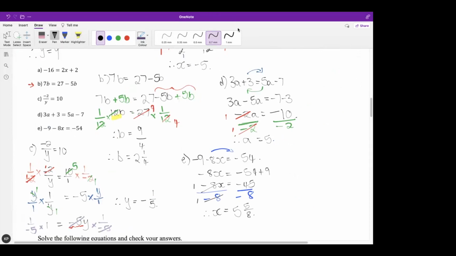Can I have a thumbs up, thumbs down on this one? Are we still good when it comes to inverse operations? Wonderful. Okay, I have way more thumbs up and nice smiley faces there, so that's great.